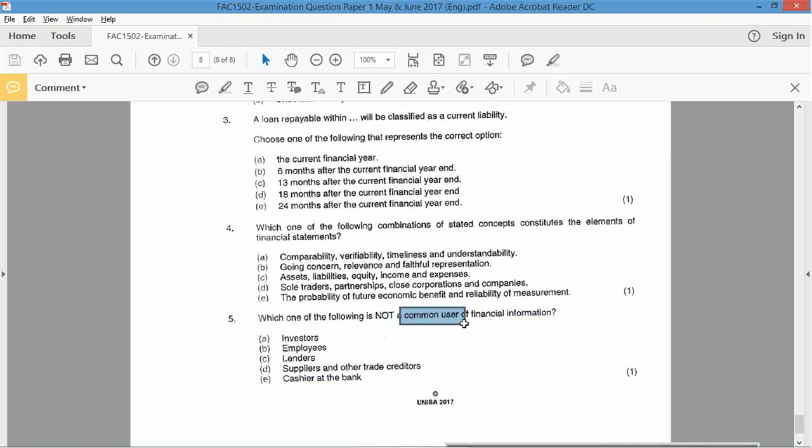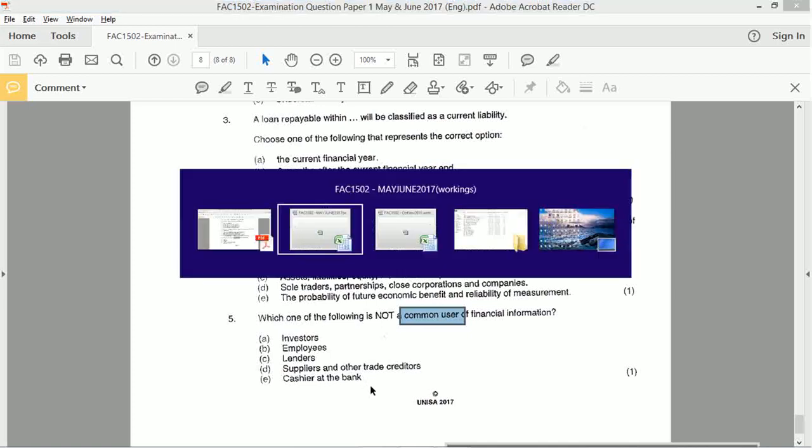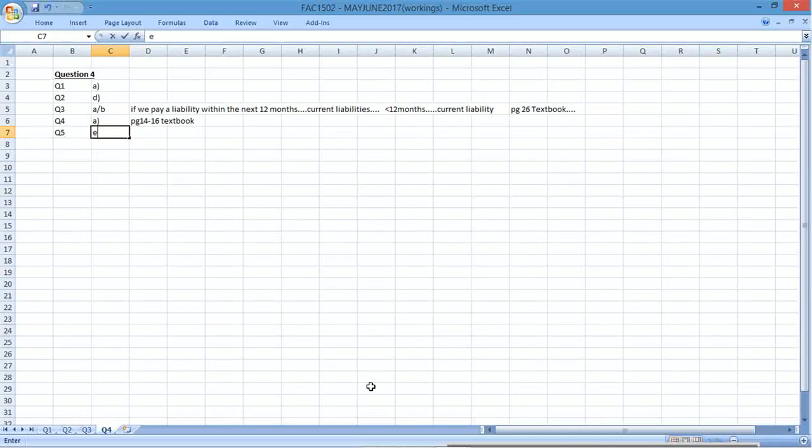So cashiers at the bank wouldn't be looking at your financials, right? Because that's just the cashier. They're just counting money and putting it in your bank account. If they said financial advisor, financial planner, or loan originator, someone giving out loans, then they would be looking at that. But common user, not the cashier at the bank. They're not going to want to look at that.